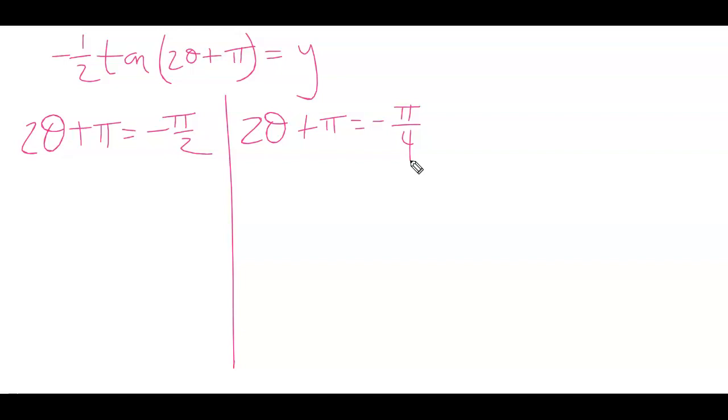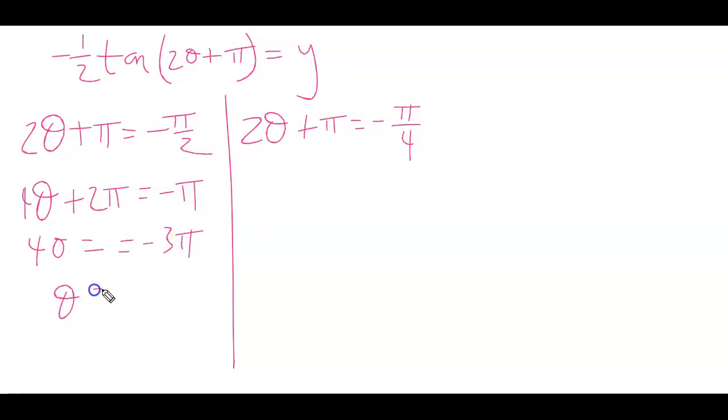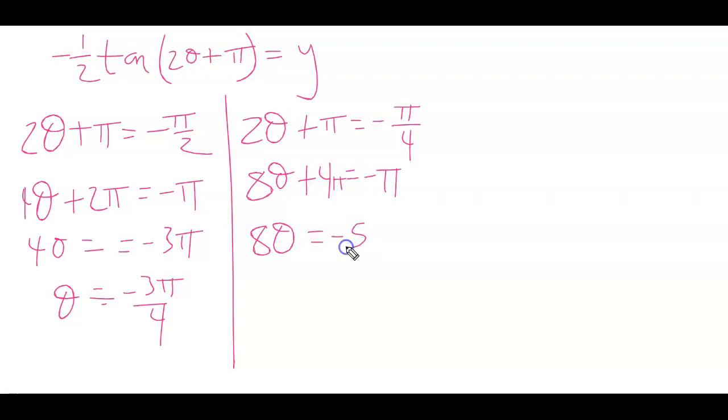So I'm going to multiply everything by 2. Minus the 2 pi. And divide by 4. So I end up with a new starting point of negative 3 pi over 4. Next one, multiply everything by 4. Minus the 4 pi on both sides. Negative 5 pi over 8. And then I'm going to divide both sides by the 8 to get the negative 5 pi over 8.